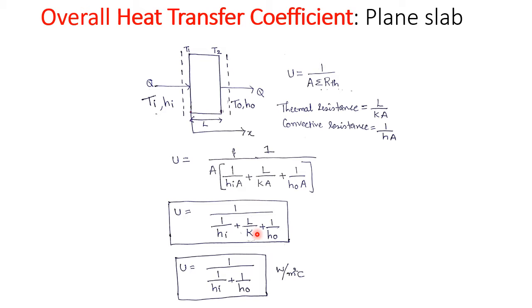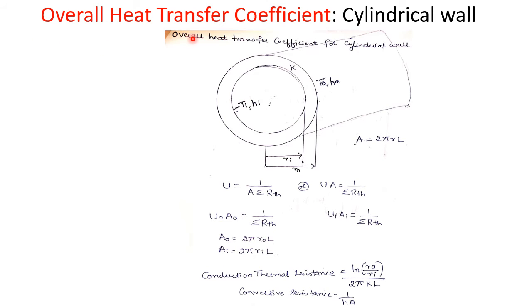Now, if the thermal resistance of the wall is negligible compared to the other thermal resistances, then this term is neglected, and my final overall heat transfer coefficient for the plain slab will be 1 divided by (1 upon Hi plus 1 upon H naught), with the unit watt per meter square degree centigrade, if the thermal resistance of the wall is negligible. Next we'll study the overall heat transfer coefficient for the cylindrical wall.